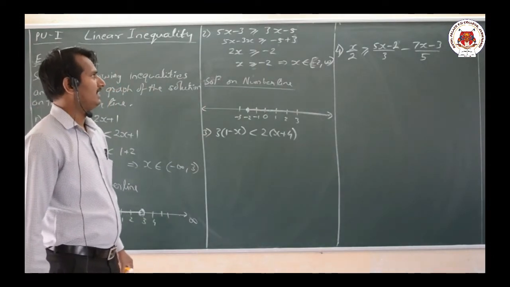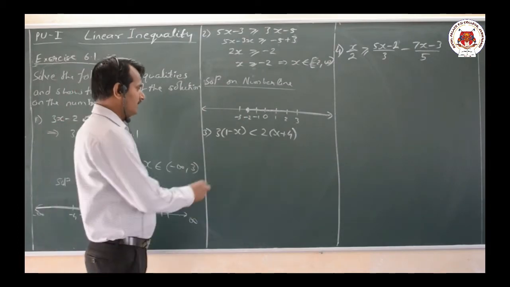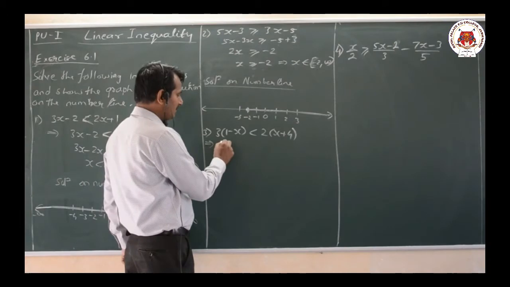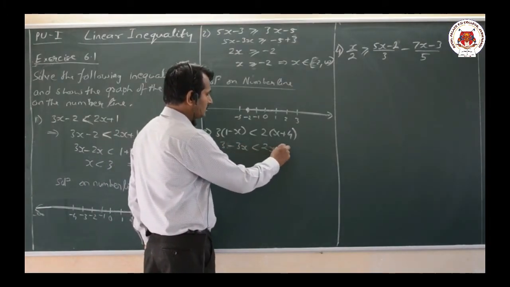Very simple example. Okay dear students, now let us move on to the next problem. Here in this next problem I will multiply by 3, that is 3 minus 3x less than 2x plus 8.